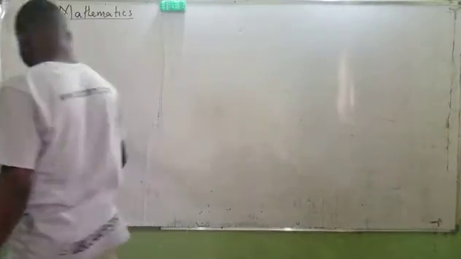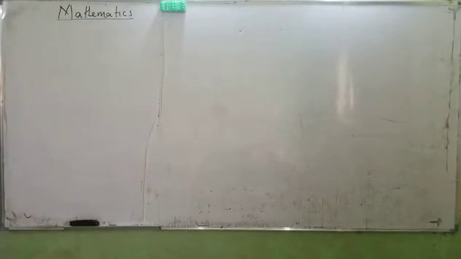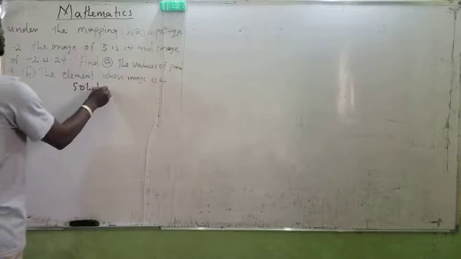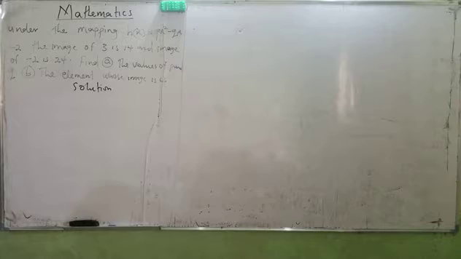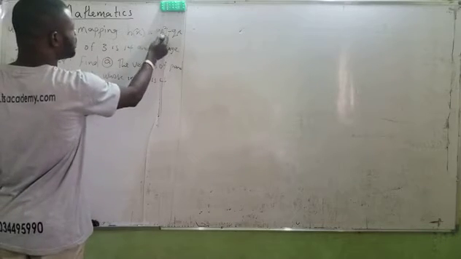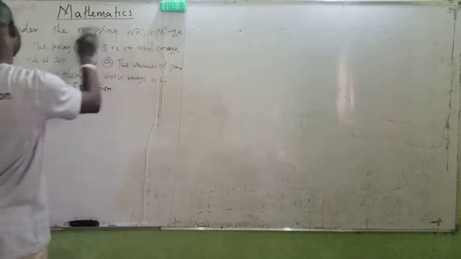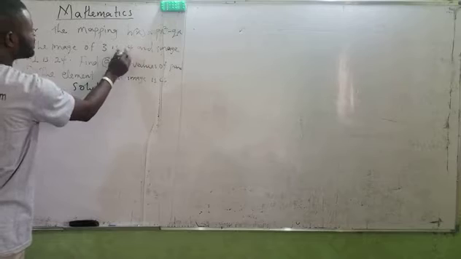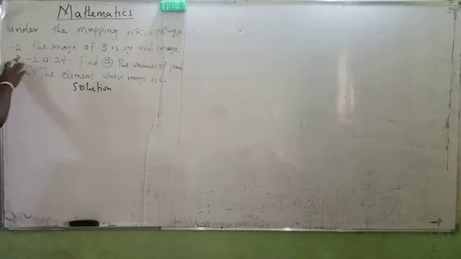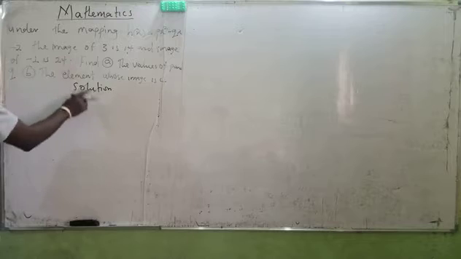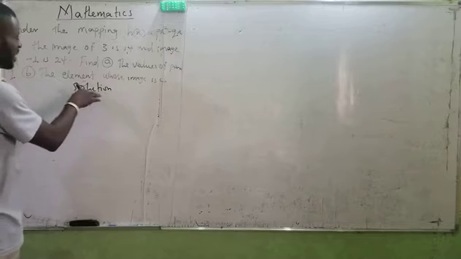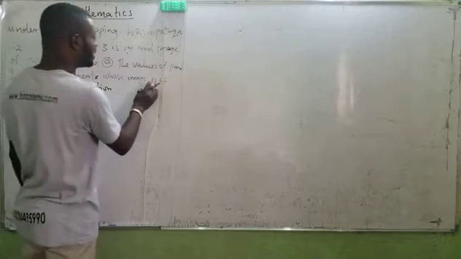Now, look at this problem. Permit me to write it out. Okay, look at this question. It's another nice question that we need to work on. Solution to this problem. The question says, under the mapping h of x equals px squared minus qx minus 2, the image of 3 is 14, and the image of minus 2 is 24. Find A, the values of p and q. B, the elements whose image is 4.